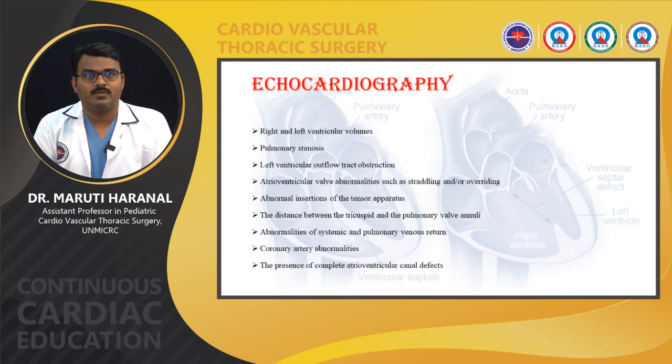It can also give us the information on right and left ventricular volumes, pulmonary stenosis, atrioventricular valve abnormalities such as straddling or overriding, abnormal insertion of the tension apparatus, the distance between the tricuspid and the pulmonary annuli, which is very important while planning intraventricular tunneling, abnormalities of systemic and pulmonary venous return, coronary artery anomalies, the presence of complete atrioventricular canal defects.